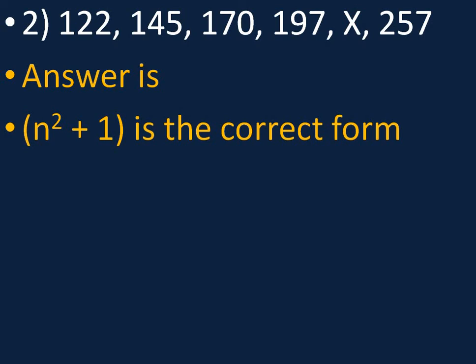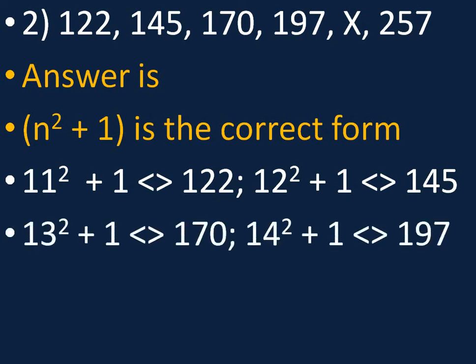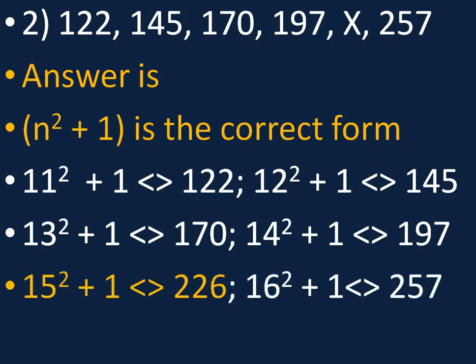As we know that 11 square is 121, so easily we can add 1 and we get 122. And 12 square plus 1 is 145, 13 square plus 1 is 170, and 14 square plus 1 is 197. And 15 square, as we know, is 225. So if we add 1 to 225, we get 226.